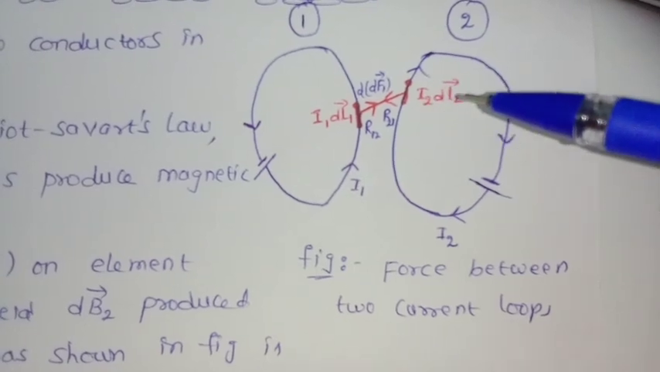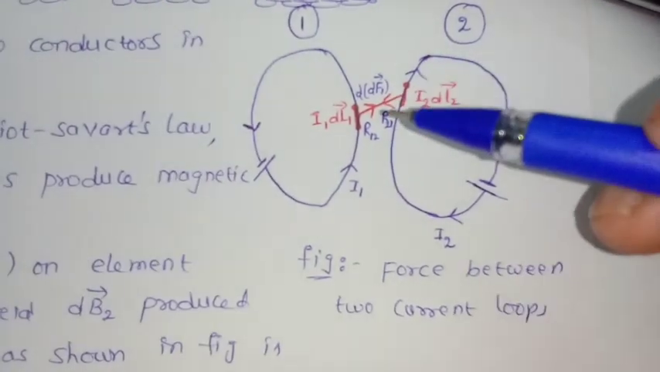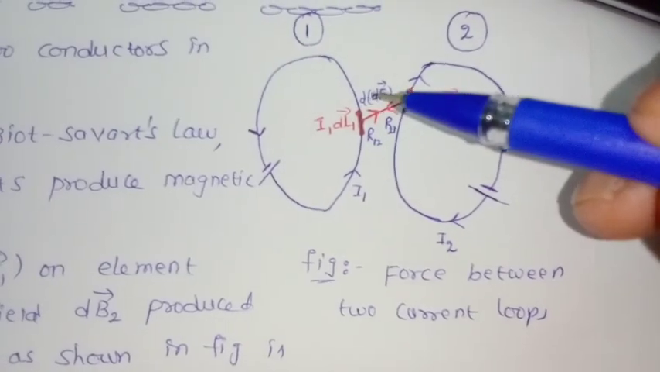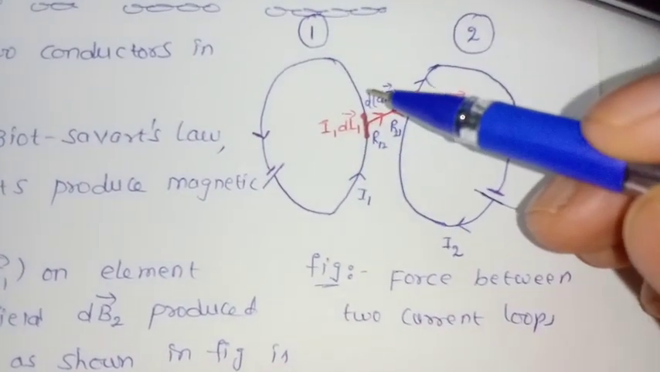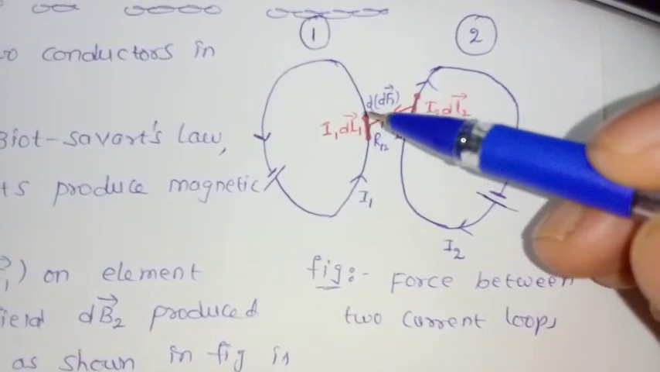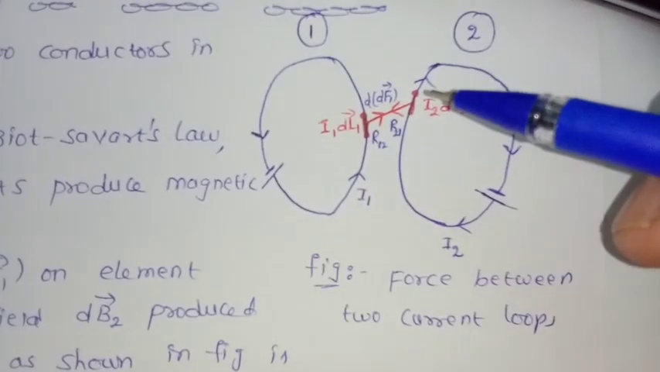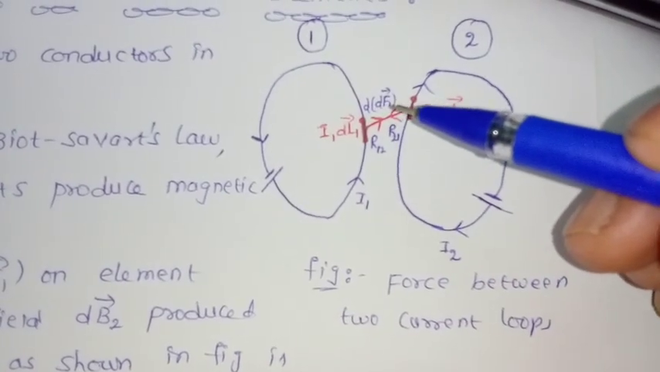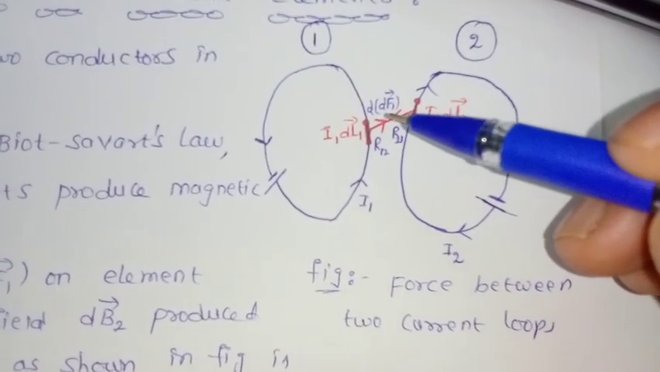Now I am going to determine the force on the current element I1 dl1 vector due to the field B2 produced by this current element. Actually the force is dF1, and due to this current element it again becomes d of dF1. Is it clear? This is very important, carefully observe that.